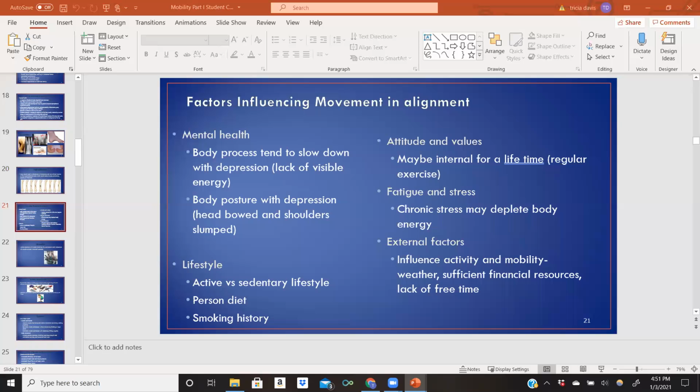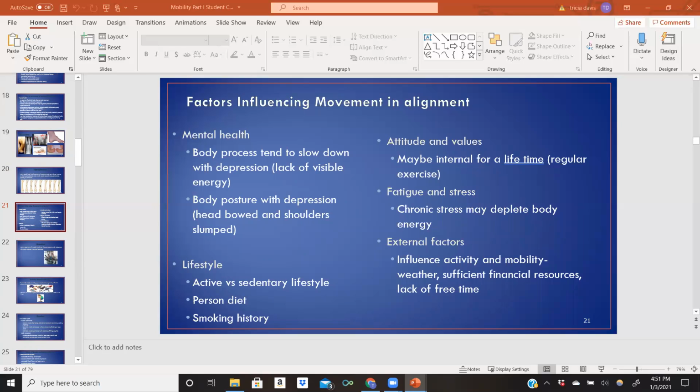So what are the factors that influence movement and alignment? Our mental health plays a big part. Our body processes tend to slow down with depression or lack of visible energy. With depression, their head would be bowed and their shoulders would be slumped. I'm sure that we've all seen someone suffering from depression. We know what that body posture looks like.